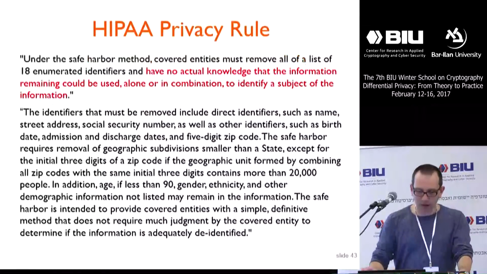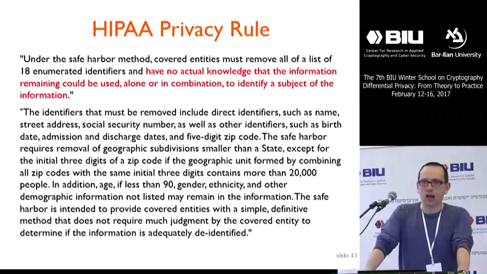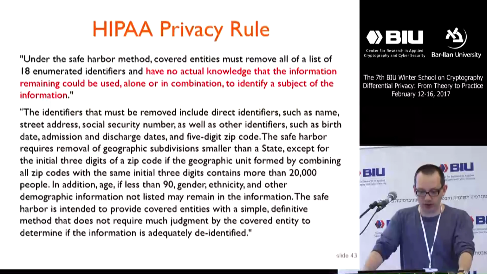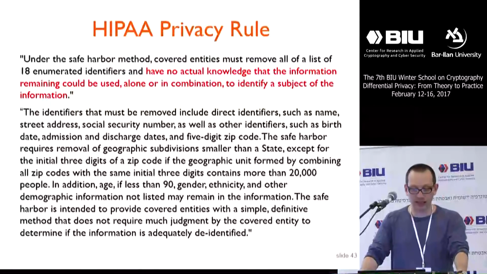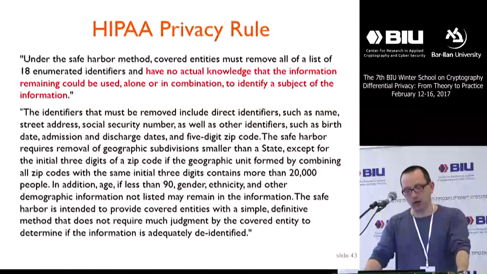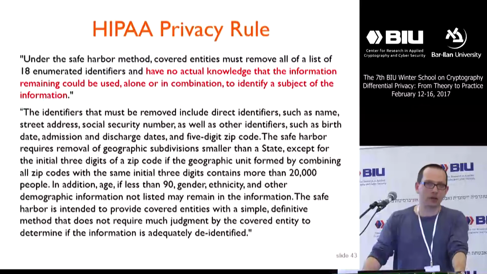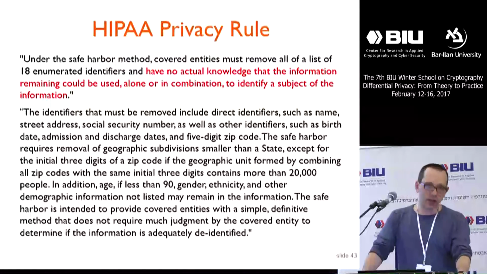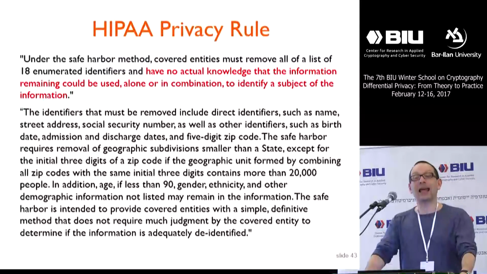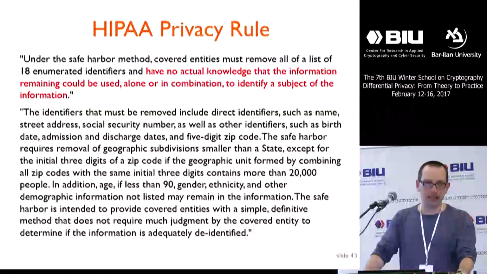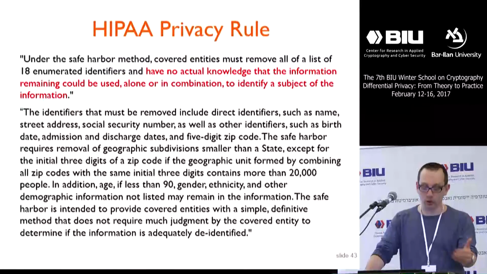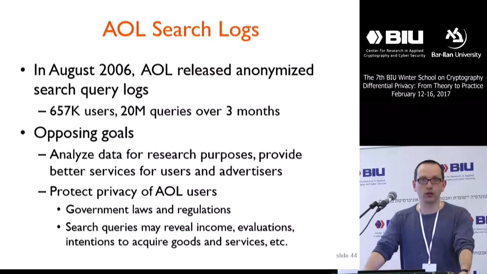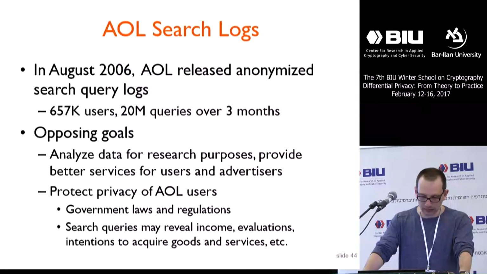It does have this weird clause saying that whoever is doing this should not have any actual knowledge that the information remaining after this transformation could be used alone or in combination with something else to identify a subject. I'm not a lawyer, I don't know what this means, but I would claim that at this point we pretty much have actual knowledge, or should have, that the information remaining after these K-anonymous transformations can be used to identify people in the data set, or at any rate, even if you cannot identify them, to infer something sensitive about them. Let me describe an example that illustrates how these things work, and then I think we can take a little break here.